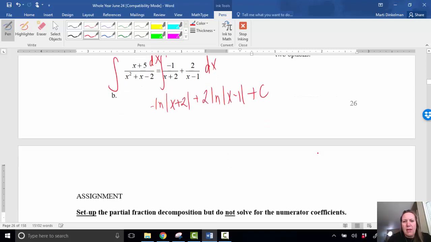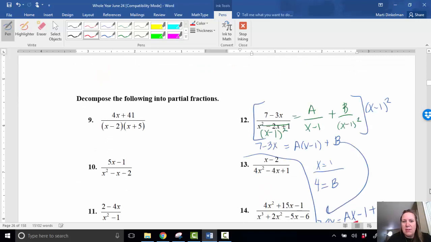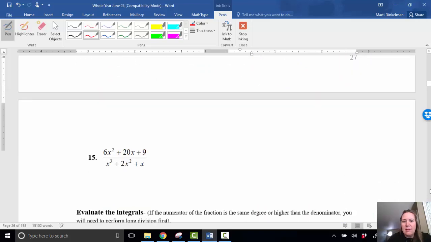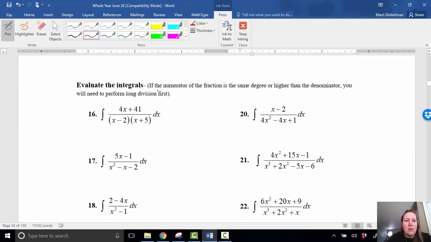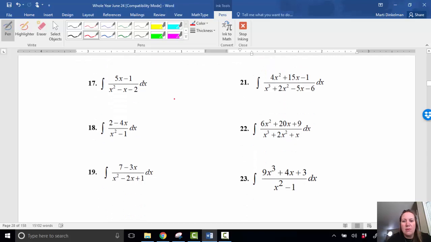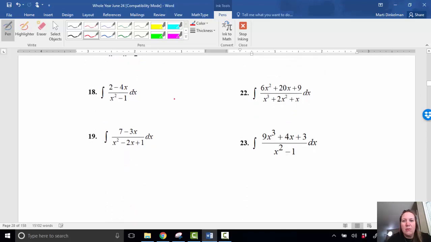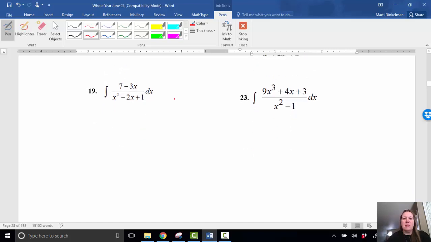And one more thing that I noticed as I was looking through the assignment that I should add into the notes: when you evaluate the integral, if the numerator of the fraction is the same degree or higher than the denominator, you will need to perform long division first. I can see number 23 there is one where we have to do long division first, because the degree of the numerator is higher than the degree of the denominator.